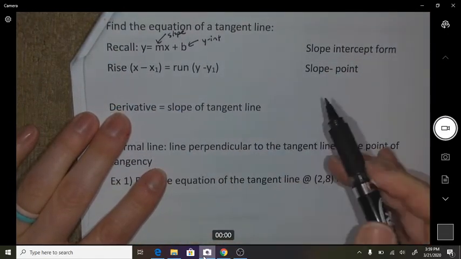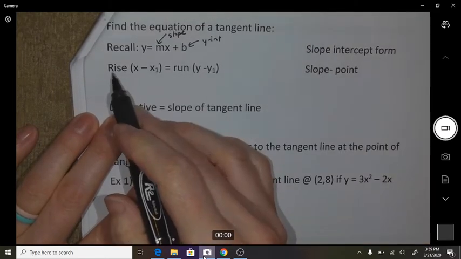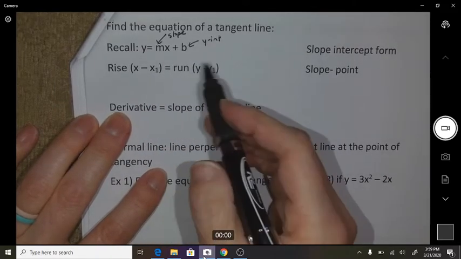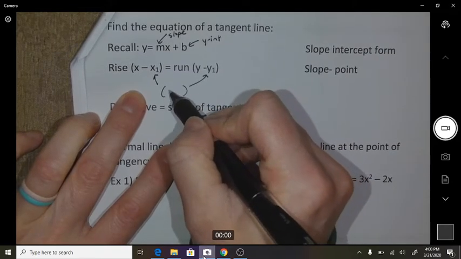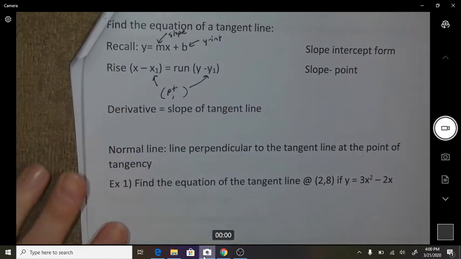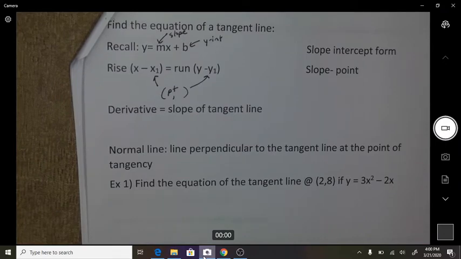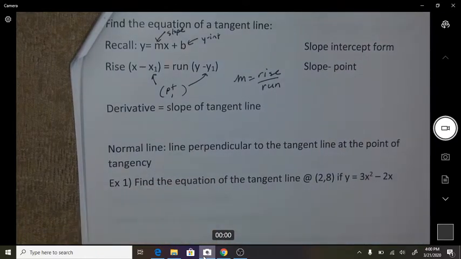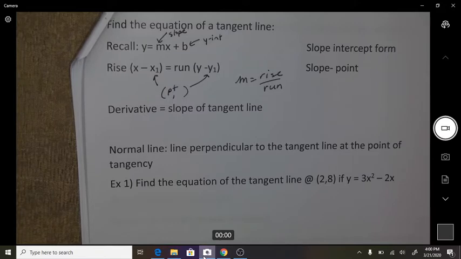And we've also learned slope point or point slope form. And then you would have your rise, x minus x1 equals the run, y minus y1. And this would be where you're inserting a point. Okay, and then rise and run is obviously just the split up way to do slope. Okay, so we also can't forget that a derivative is telling us the slope of a tangent line.